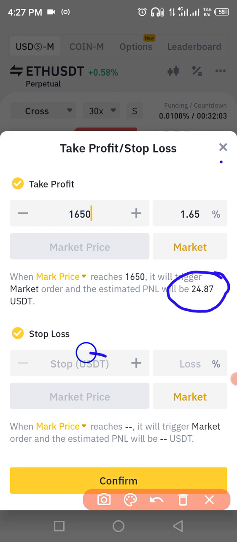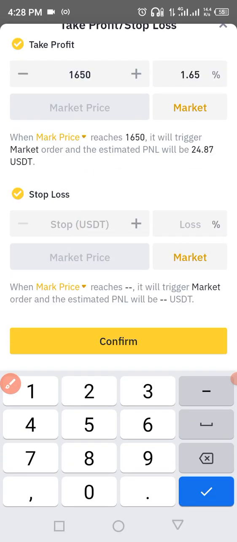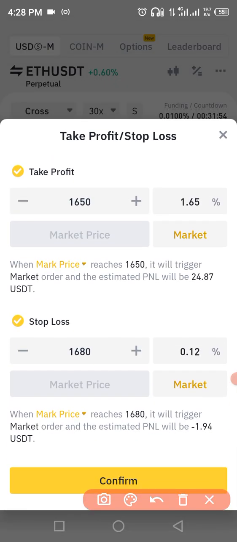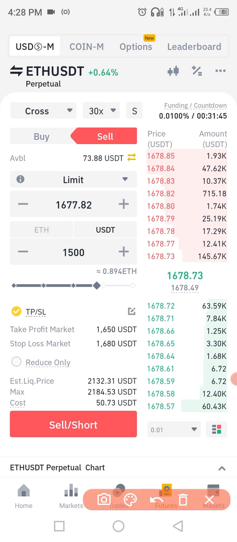So you also put your stop loss here, so you're able to know how much you're going to make and how much you're going to lose. So let's say my stop loss is 1680. Okay, so if I hit stop loss, I'm going to be losing just $1. You can see how the thing works. So the moment you're done fixing this, all you need to do is click on confirm, and they have been set. Of course, you can see them here.